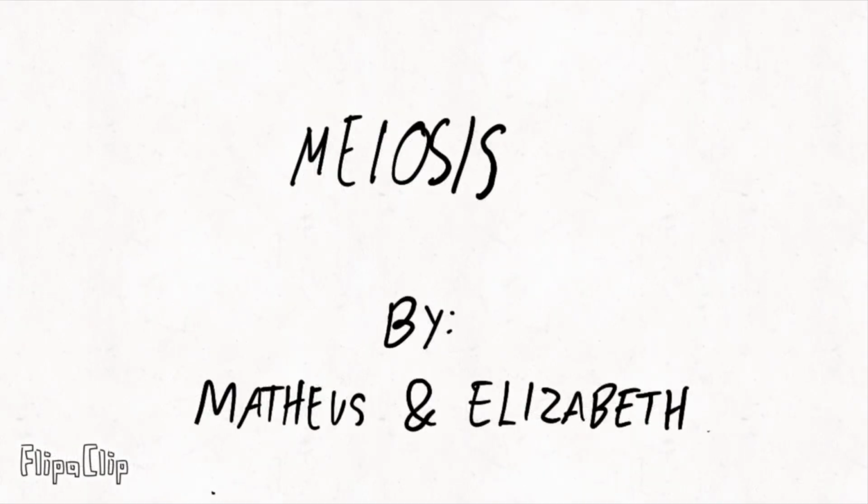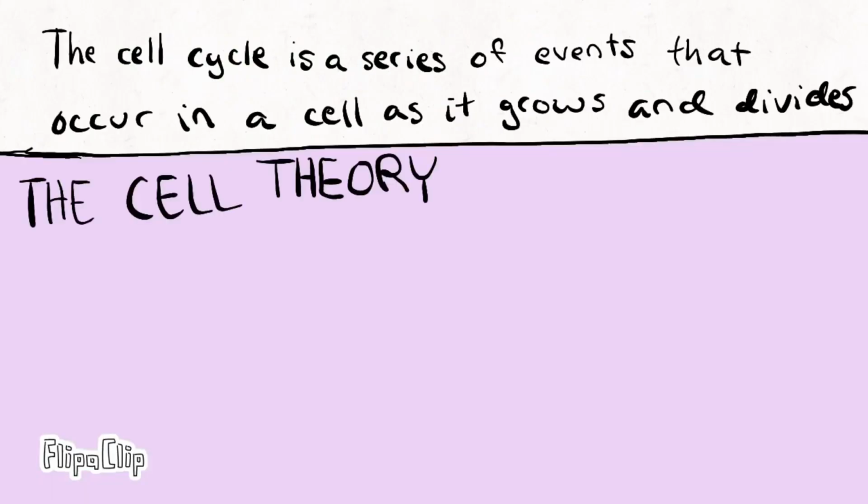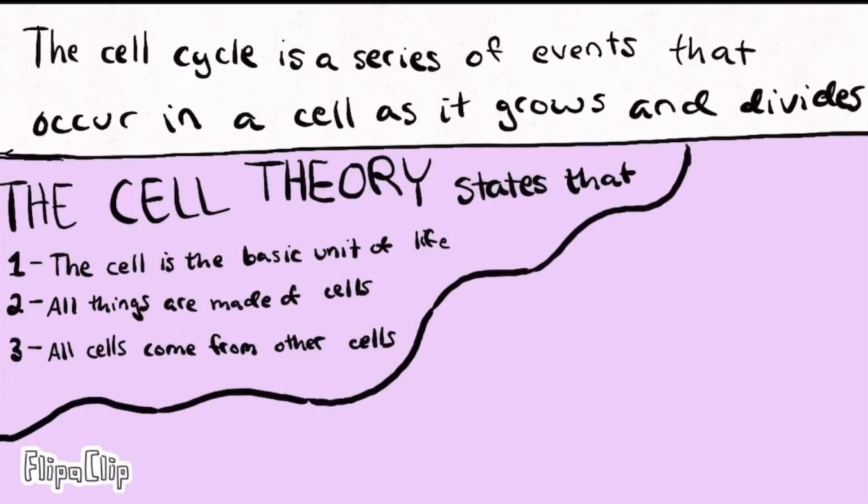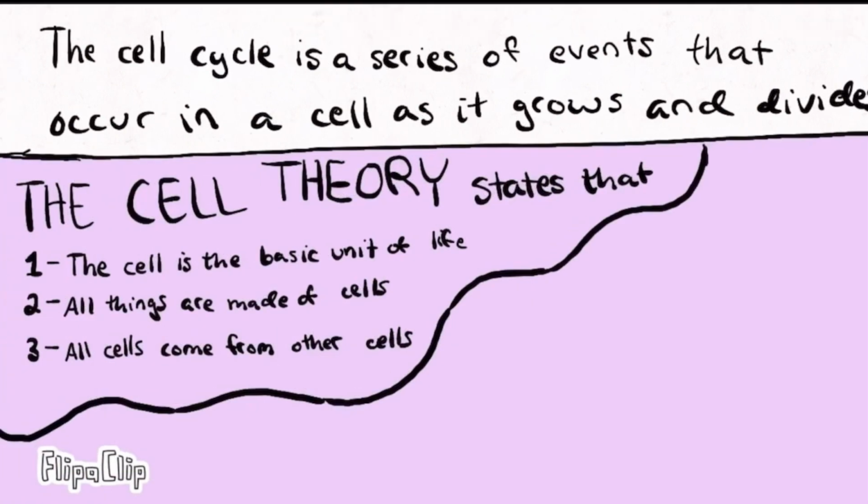And this is a stop motion of the process of meiosis. To introduce this process, understanding the cell cycle is very important. The cell cycle is a series of steps during which the cell grows and divides.